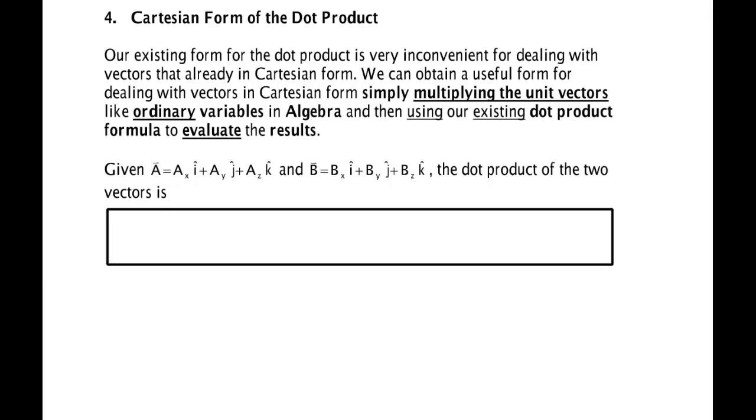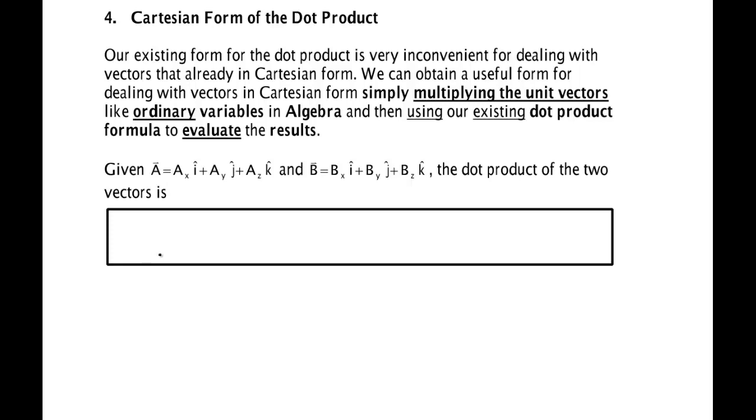In part 2 of this video on the dot product, we're now going to look at the Cartesian form of the dot product. When you're working with vectors in Cartesian form, we're going to need a different formula than the one we had before. What we did in the first video was very much tailored to vectors in polar representation, where we had their lengths and their angles.